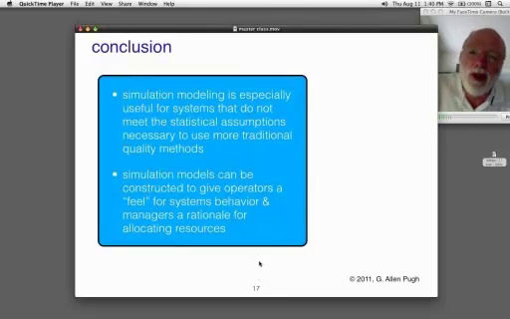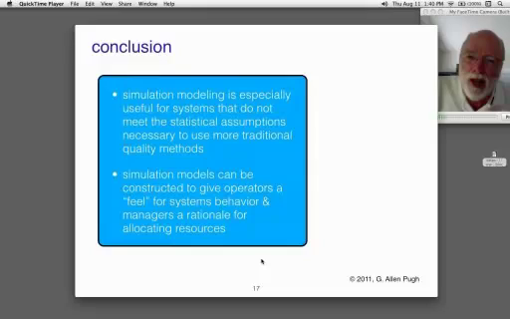Simulation models can also give operators a feel for systems behavior, in other words, training, so they can get some idea of how complex systems are behaving and therefore make more reasonable choices in the allocation of resources.